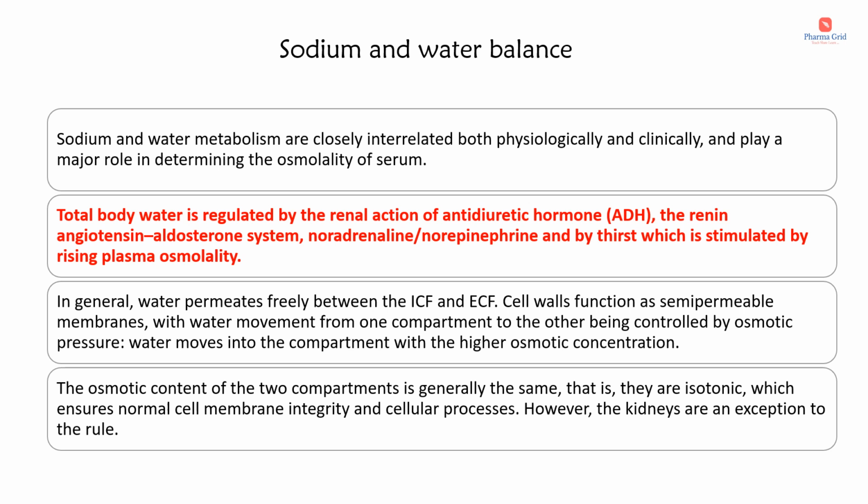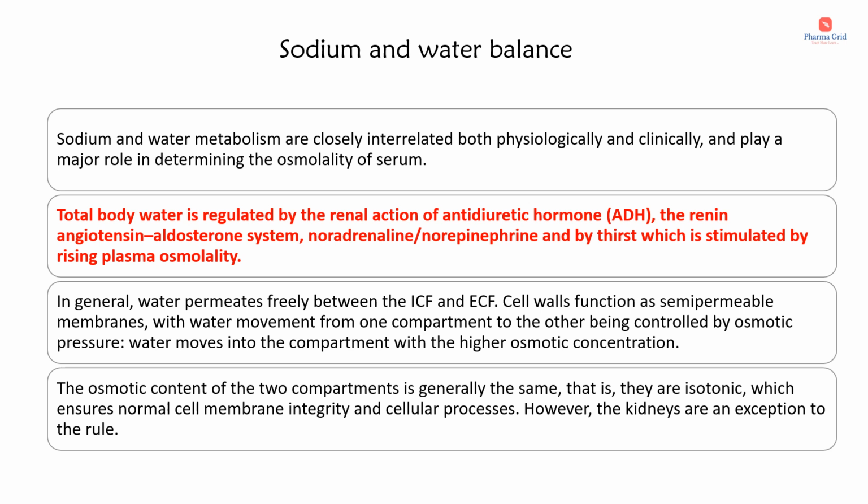Cell walls function as semi-permeable membranes, with water movement from one compartment to the other being controlled by the osmotic pressure. Water moves into the compartment with the higher osmotic concentration. Osmolality is determined by the solute concentration. Water normally moves from a region of higher concentration to lower concentration, but in terms of osmolality, water will move into a compartment with a higher osmotic concentration. Higher osmotic concentration means there will be higher solute concentration and less water concentration. So water will move into a region of higher osmotic concentration, where there is less water.